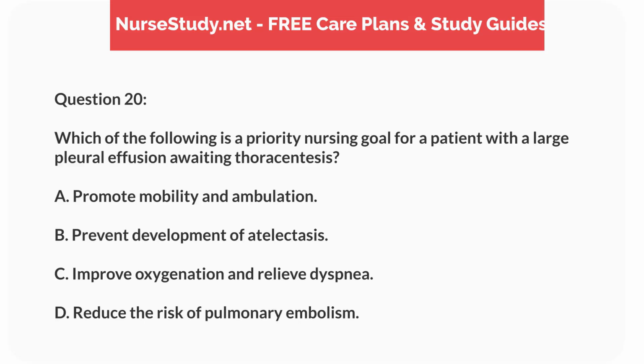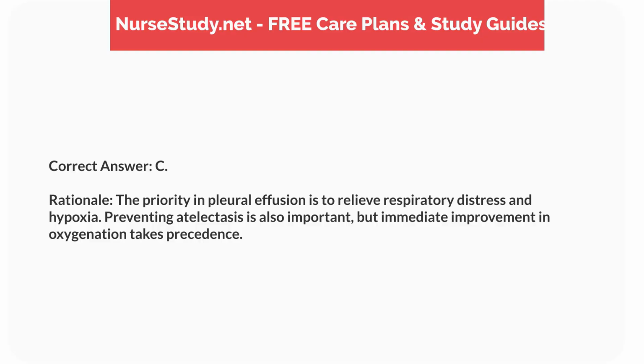Question 20. Which of the following is a priority nursing goal for a patient with a large pleural effusion awaiting thoracentesis? A. Promote mobility and ambulation. B. Prevent development of atelectasis. C. Improve oxygenation and relieve dyspnea. D. Reduce the risk of pulmonary embolism. Correct answer, C. Rationale: the priority in pleural effusion is to relieve respiratory distress and hypoxia. Preventing atelectasis is also important, but immediate improvement in oxygenation takes precedence.